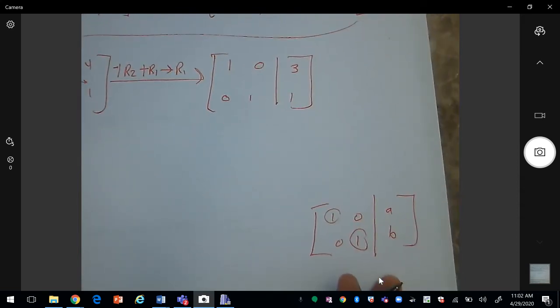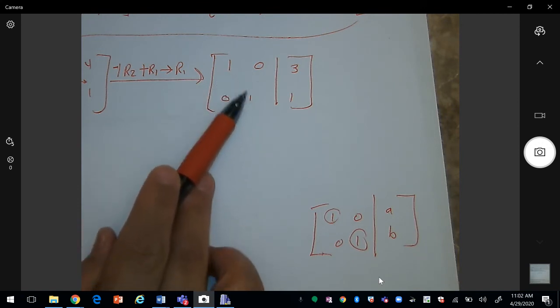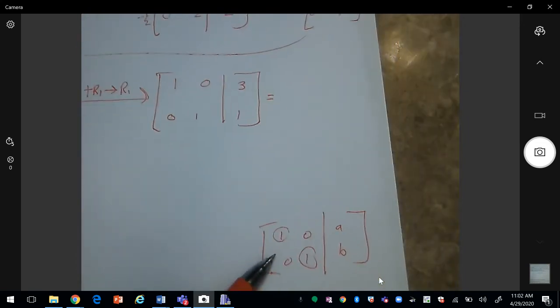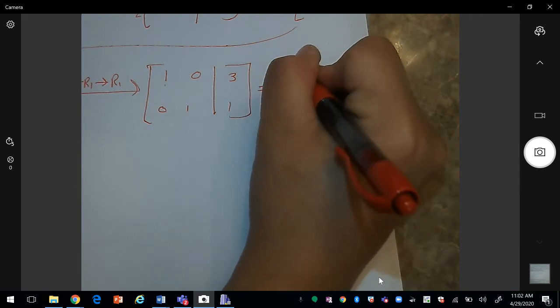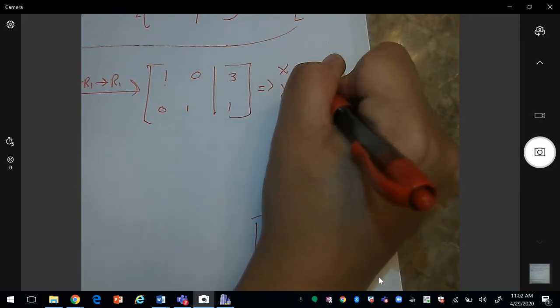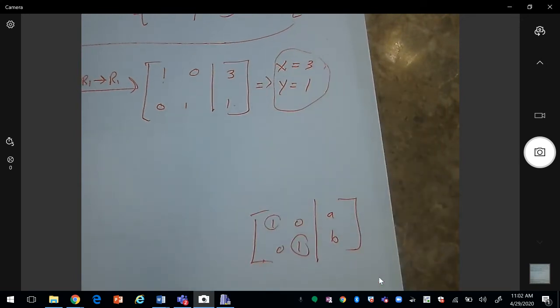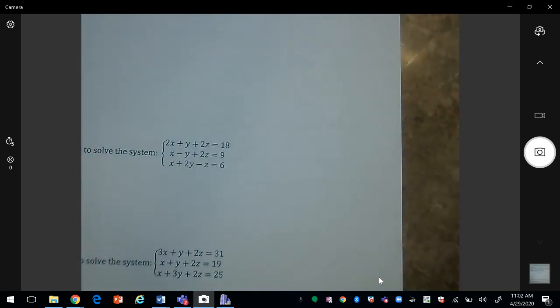So now, if you notice, we have reached our goal where we just have ones in the diagonal and zeros everywhere else. And so from here, since I'm working with x and y, then the first number here represents x. So x is equal to 3 and y is equal to 1. And so this is our solution to the system. Okay, so let's try one more.